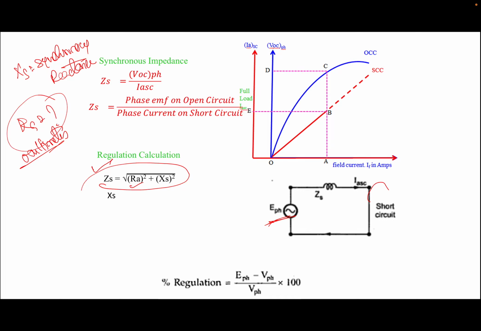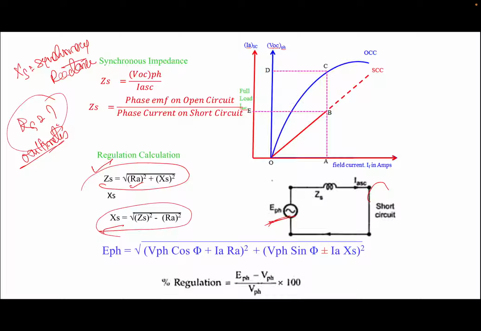Can I calculate XS? What is the formula of XS here? XS equals the square root of ZS square minus RA square. So this is how I can calculate it. Next, after finding this XS, I can draw the phasor diagram. This is the corresponding formula: E naught equals the square root of (V phase cos phi plus IA RA) whole square plus (V phase sin phi plus or minus IA XS) whole square. Just write down this formula. We will now justify how we got this formula here.